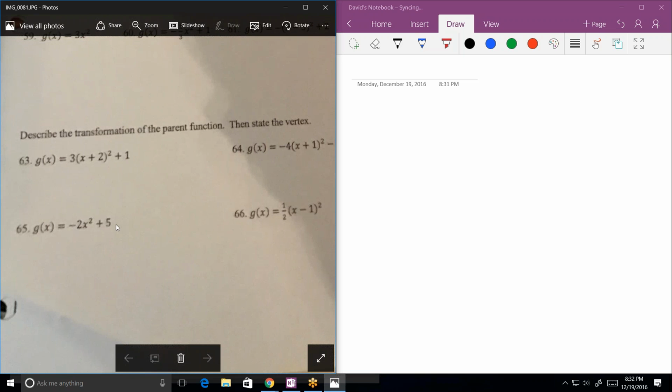Okay. Or is it in vertex format? For 65, they want the vertex on each of these also. Oh yeah, it's not in vertex. Actually, it is. It just doesn't look like it. What's the 8? Would you just put parentheses over the x squared? Yeah. So where's the vertex?